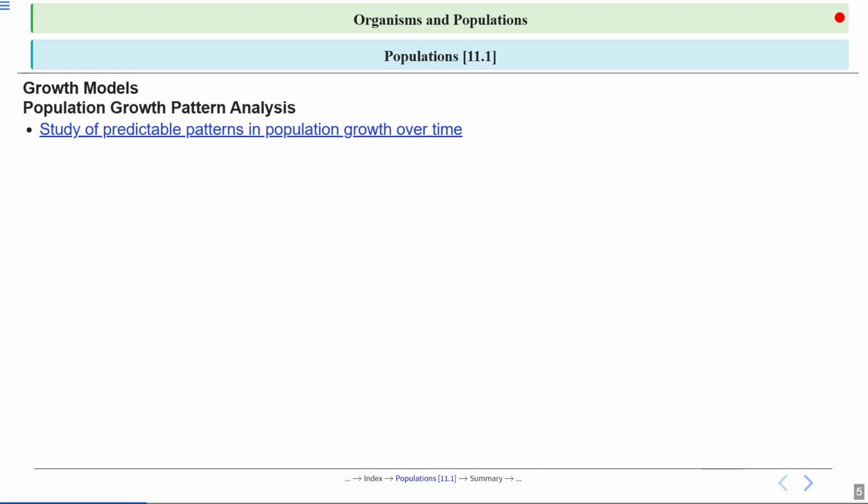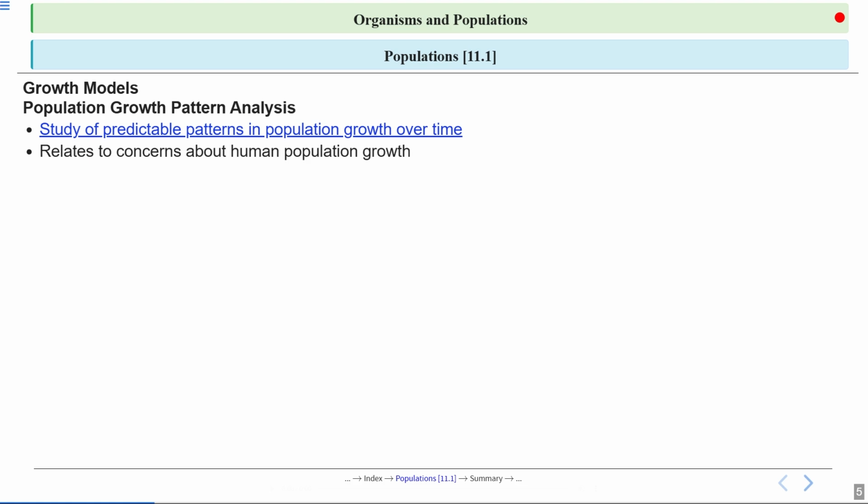Let's talk about the population growth pattern analysis. You can see here, the first point is the study of predictable patterns in population growth over time. So this involves studying predictable patterns in how populations grow over time. Imagine tracking the growth of a city over a decade. By understanding these patterns, we can make informed predictions about future growth.